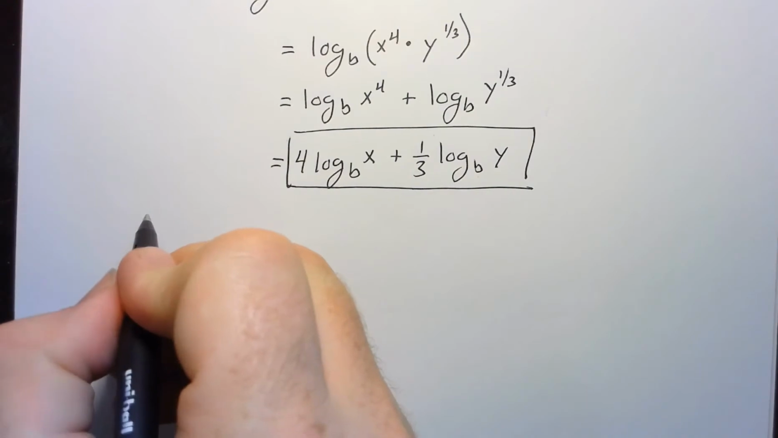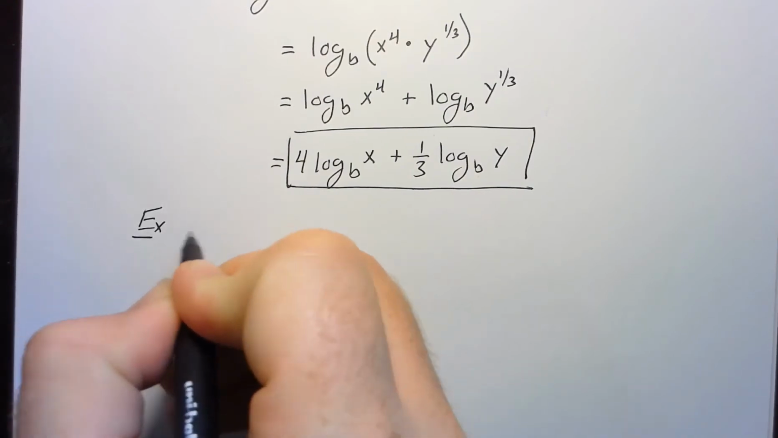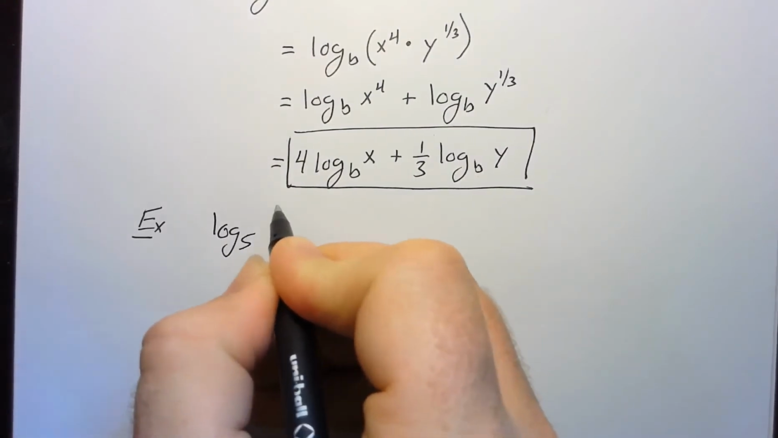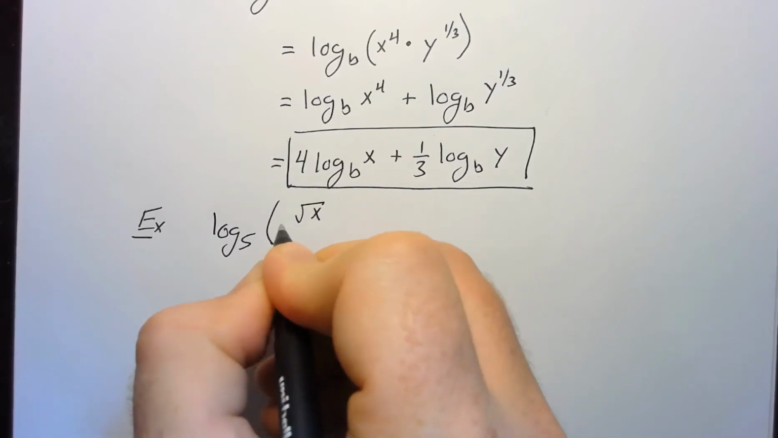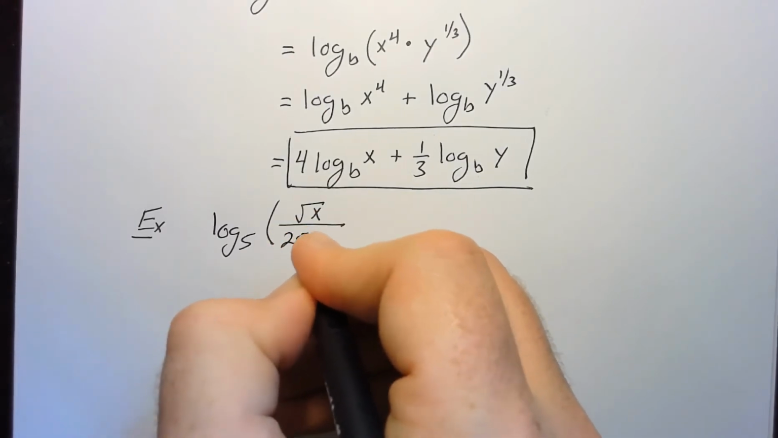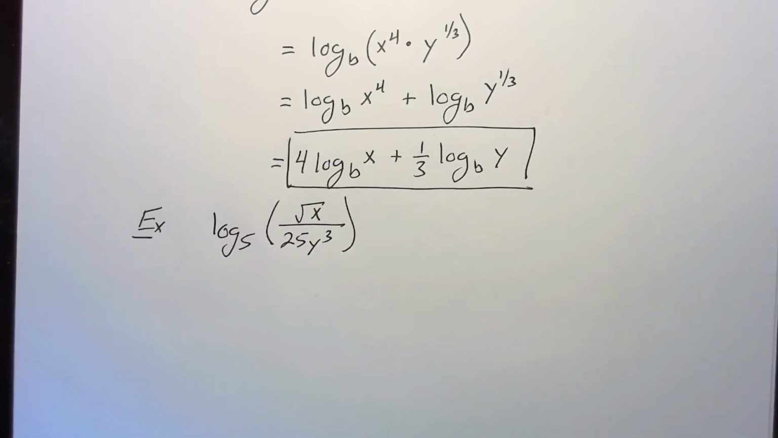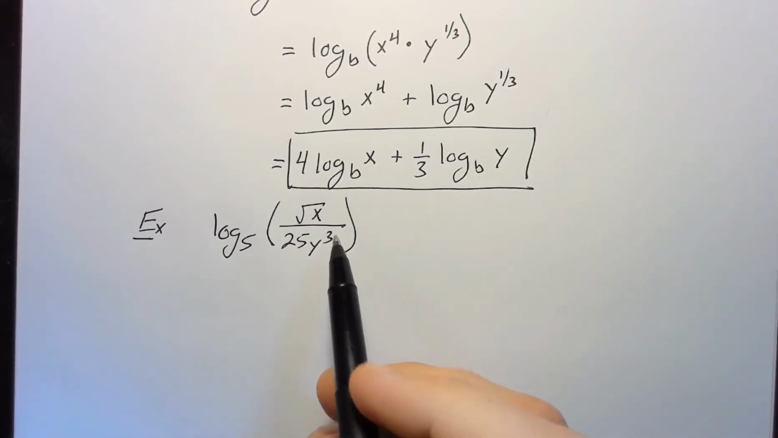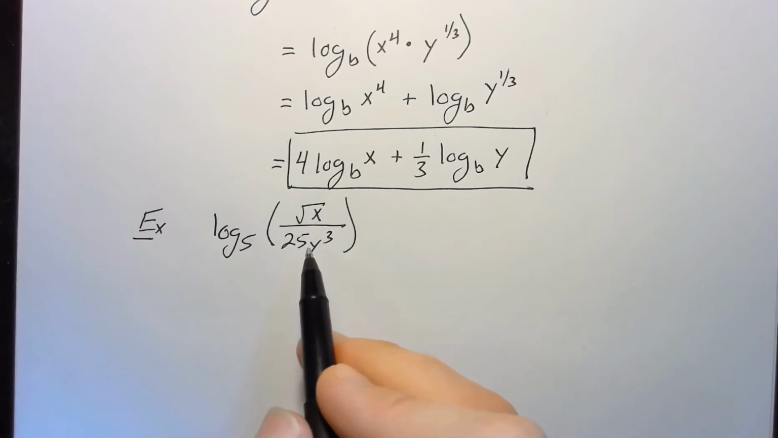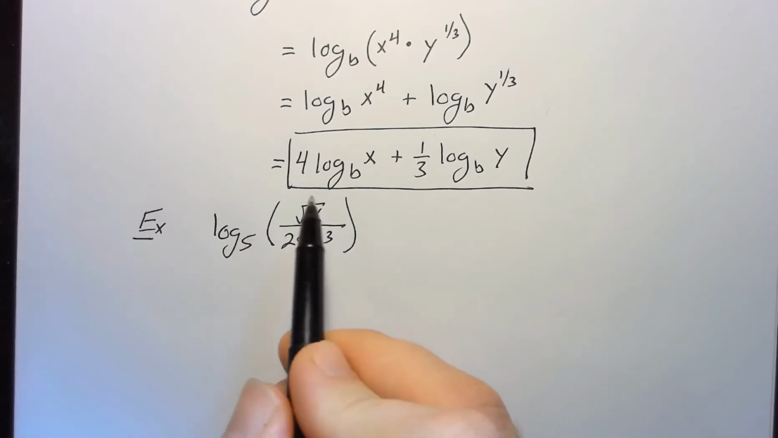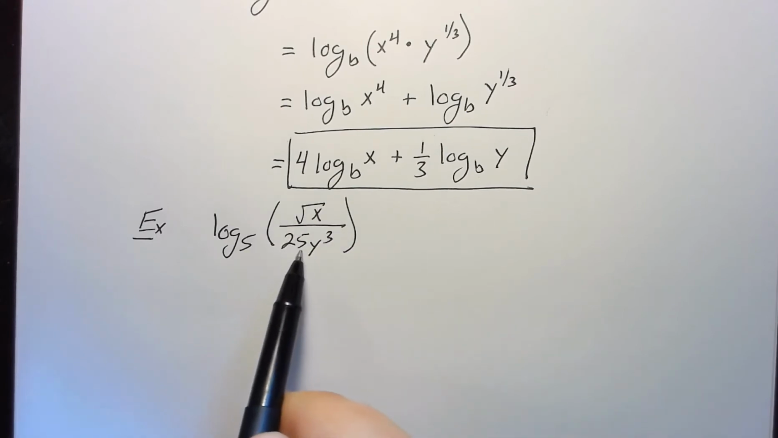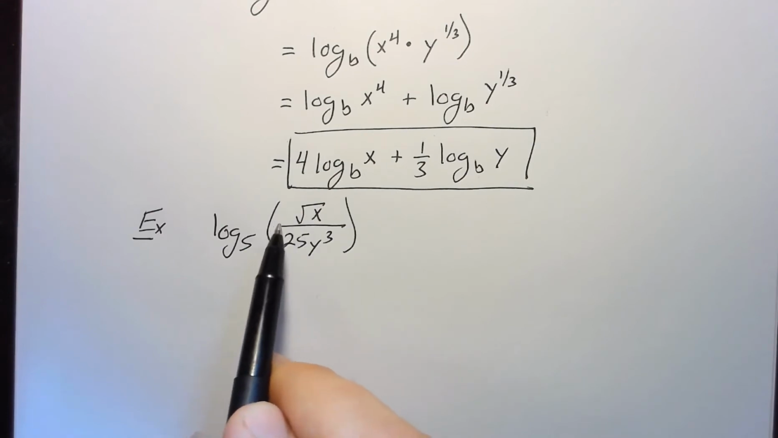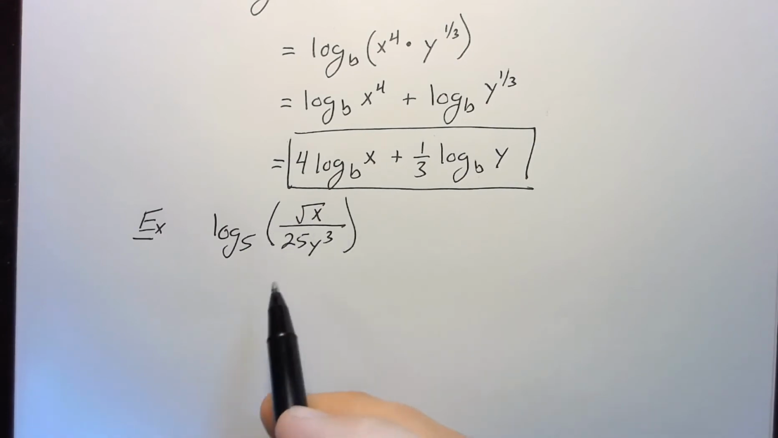The next example we're going to look at is log base 5 of the square root of x divided by 25 y to the 3rd. Now, in some of these examples, you might get really comfortable with manipulating a lot of expressions all at once. I'm not going to show that in this video. What I'm going to first show is how we deal with something that looks like this. Notice there's a multiplication in here, there's a division in here, there's multiple different kinds of powers in here.